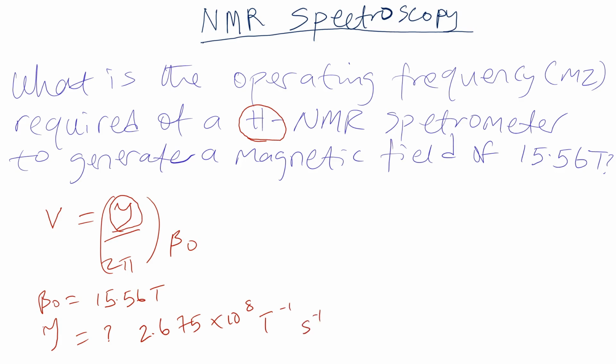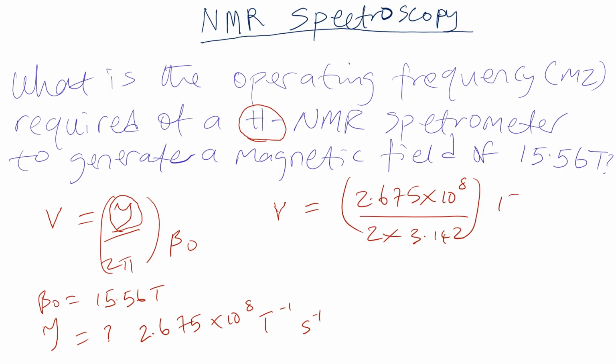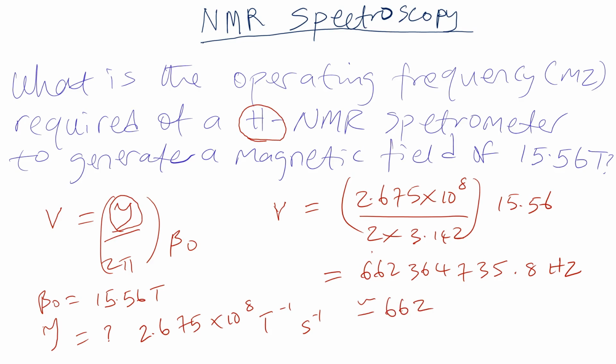So we put this value into the equation. Our nu will be equal to 2.675 times 10 to the power 8 divided by 2 times 3.142, all multiplied by 15.56, and that is equal to approximately 662 megahertz. I hope that makes sense.